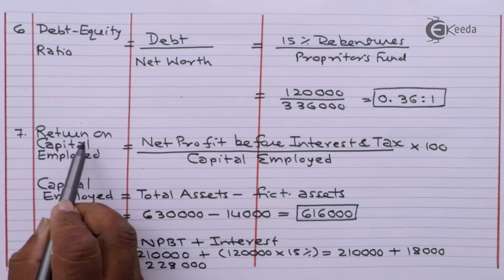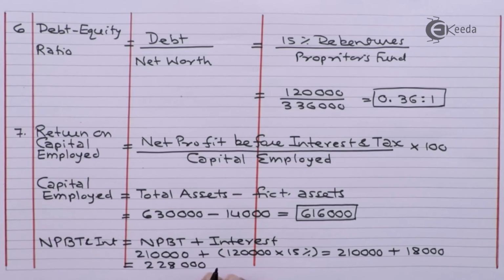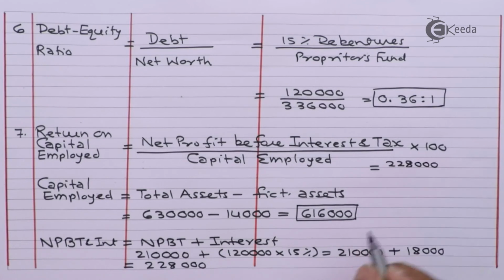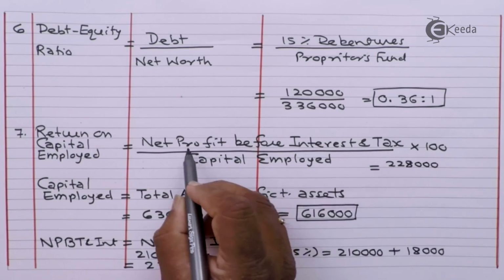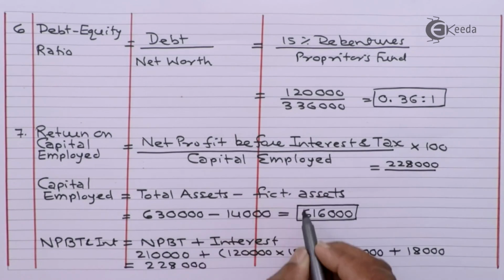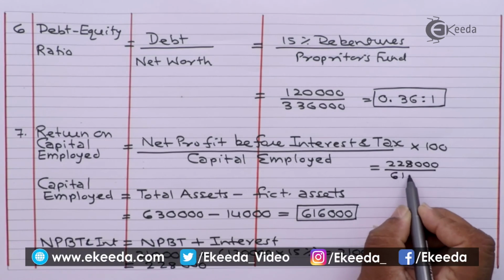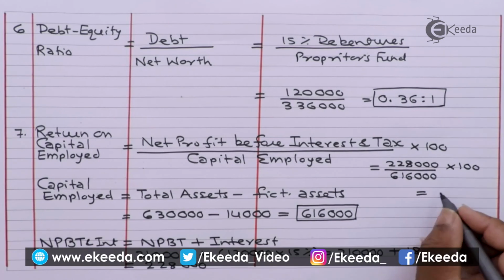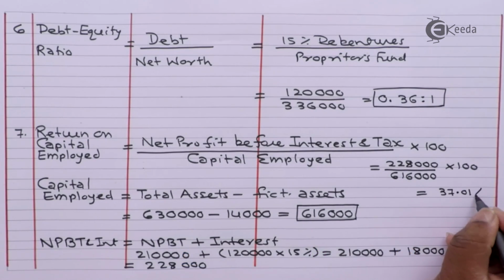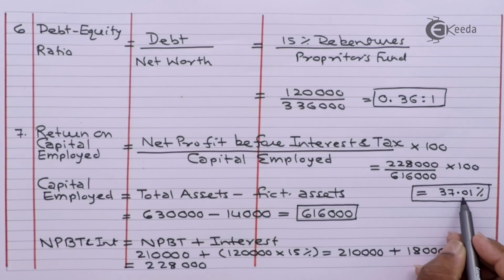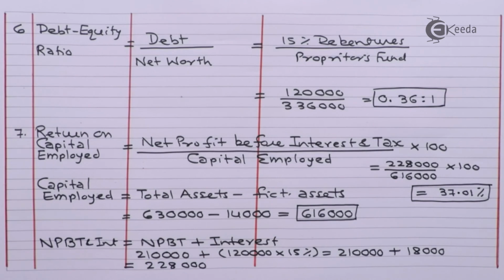Now we got net profit before interest and tax 2,28,000, and also we have figure of capital employed. Now we can calculate return on capital employed. Two lakh 28,000 net profit before interest and tax divided by capital employed 6,16,000 multiplied by 100. So it is 37.01%. Thus we have also calculated return on capital employed.